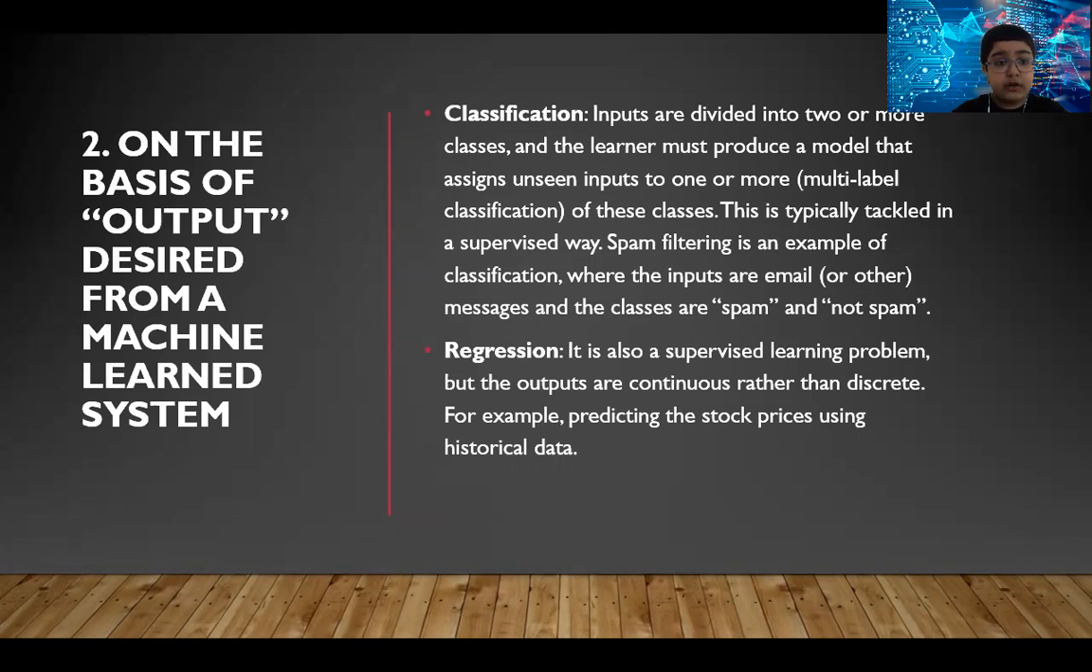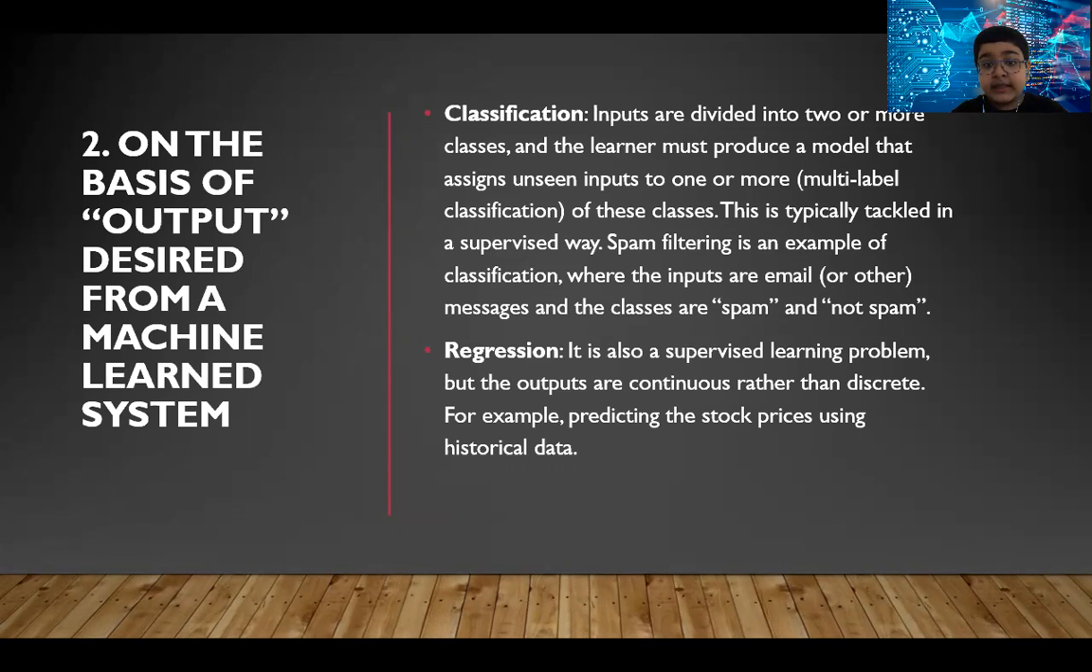On the basis of output desired from a machine learned system. Classification: inputs are divided into two or more classes, and learners must produce a model that assigns unseen inputs to one or more classes. Multi-label classification is also possible. This is typically tackled in a supervised way.